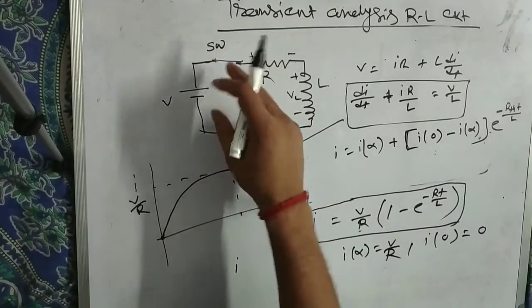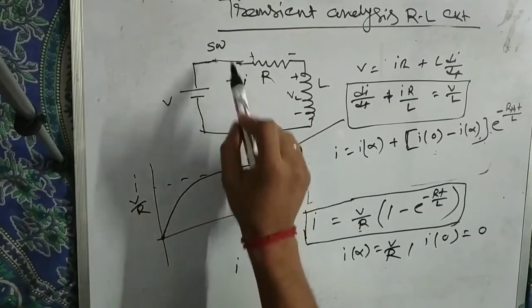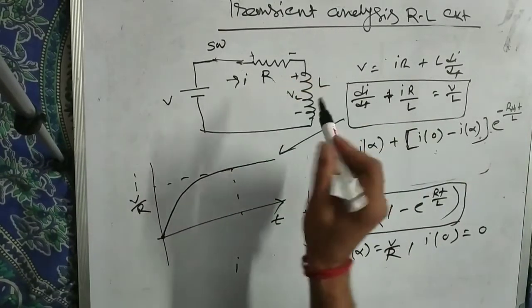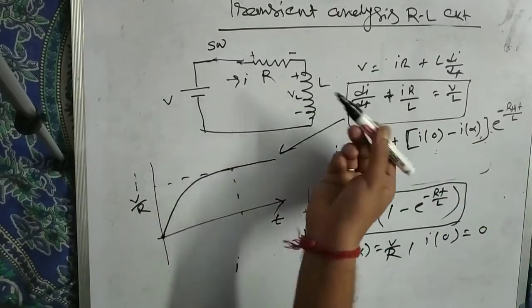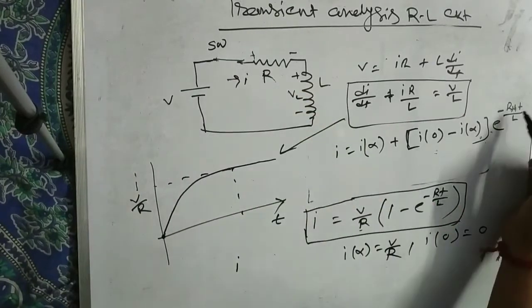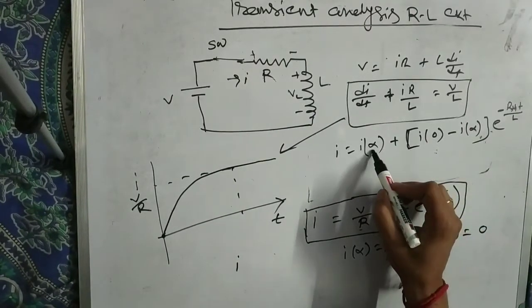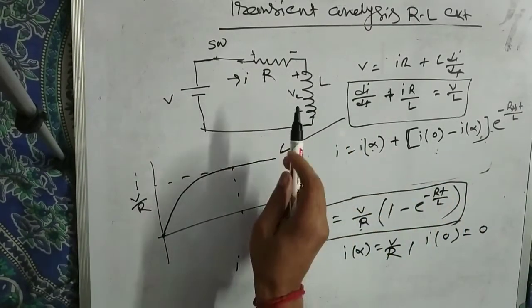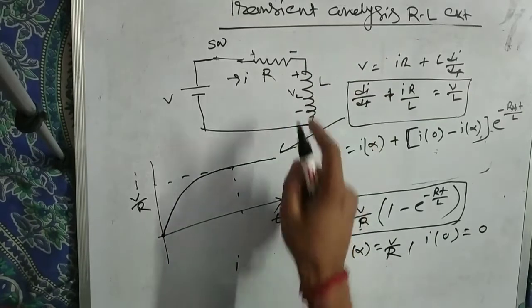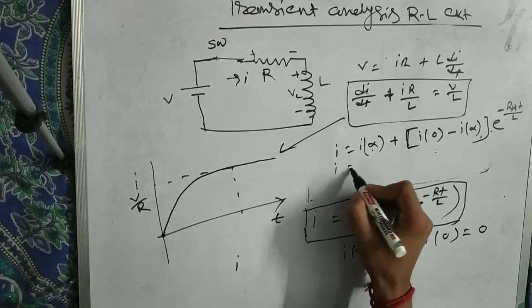Here there is only one resistance in this circuit, but if two or three resistances are connected in parallel, then what will you do? RTH means you open the inductor, and looking from the inductor, the equivalent resistance with the voltage source short circuited is the equivalent Thevenin resistance RTH, and L is the open inductor. I infinity means at steady state the inductor will act as a short circuit, so the current will be V by R. So I infinity equal to V by R.